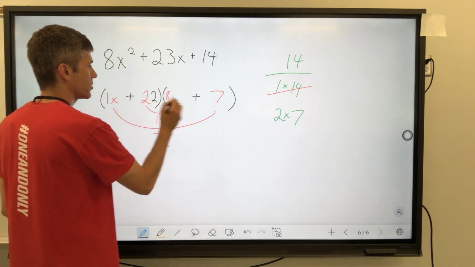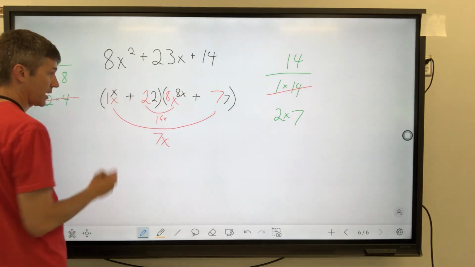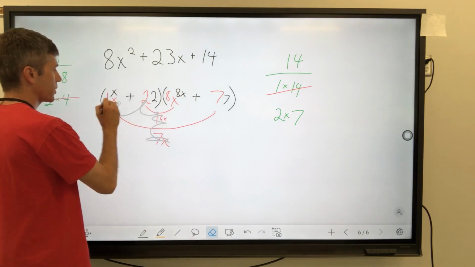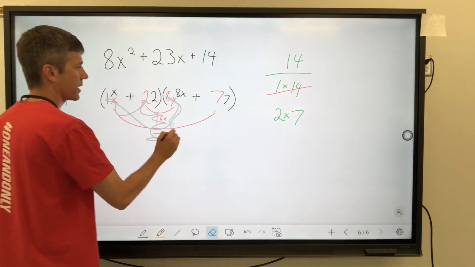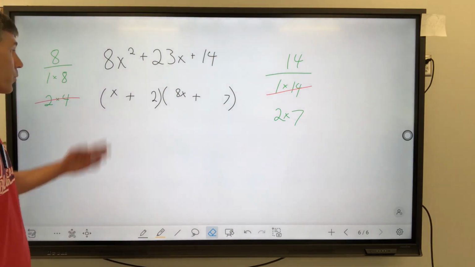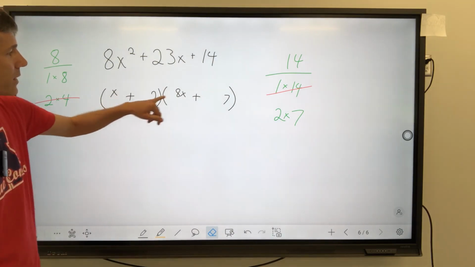positive. We'll make that a 2. We'll make that a 7. We're going to make this an 8x. We're going to make this a 1x. And now everything that looks so confusing is about to go away because we are going to have the final answer in black right there. Okay, x plus 2. Random, it's floating. It's not an exponent, but random x floating plus 2 and then 8x plus 7.